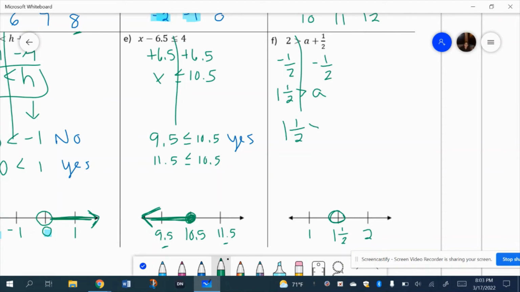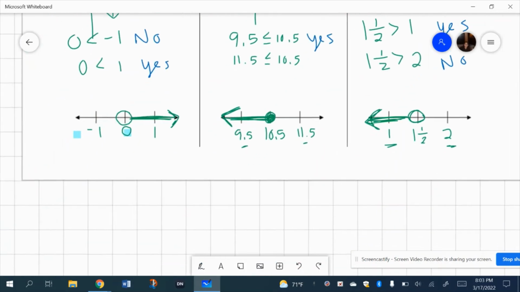So let's go ahead and plug in our two numbers. We have a 1 and we have a 2. And again, I'm getting these numbers from our number line. Is 1.5 greater than 1? Yes. It is not greater than 2. So since 1 is part of our solution, we're shading to the left.